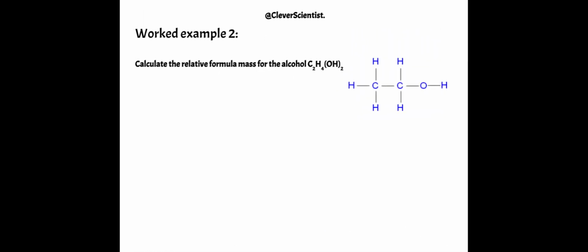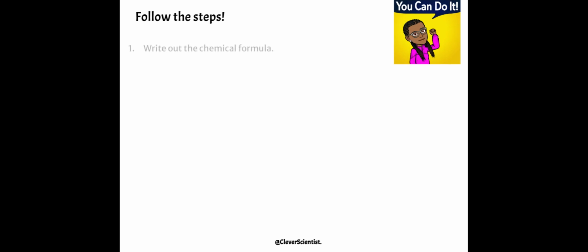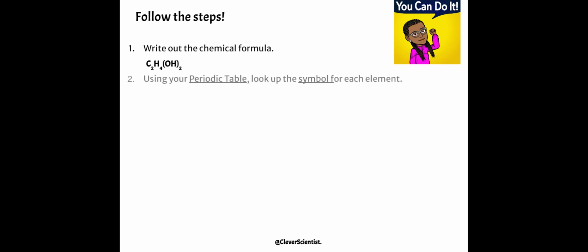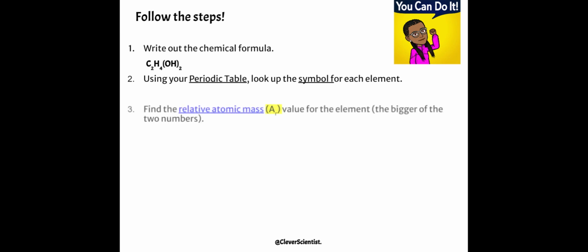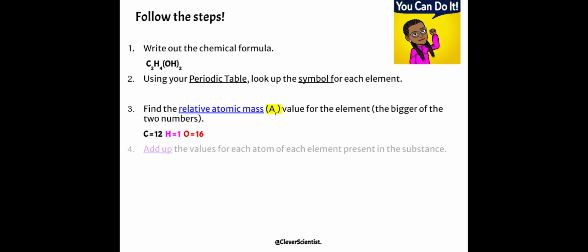Let's have a look at another worked example. So this time we're going to find the relative formula mass for an alcohol. This particular alcohol is ethanol. And there is the formula for ethanol. So just like the previous example, you follow the steps. So we're writing out the chemical formula, C2H5OH. Next, we're going to use our periodic table. We're going to look up the symbol for each element, and then we're going to find the relative atomic mass value for each element. As you already know, carbon's 12, hydrogen is 1, and oxygen is 16.